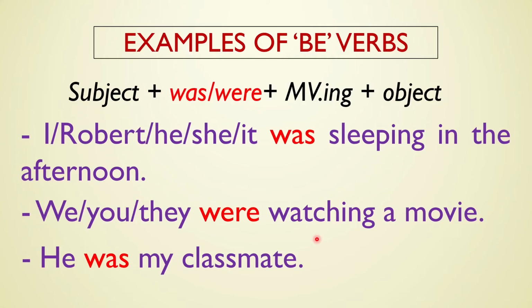Now, different structure. He was my classmate. In this sentence, there is no extra main verb given. That's why was, this auxiliary verb, is working as the main verb in this sentence.